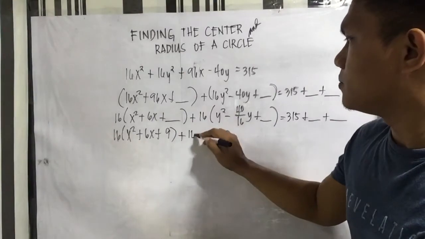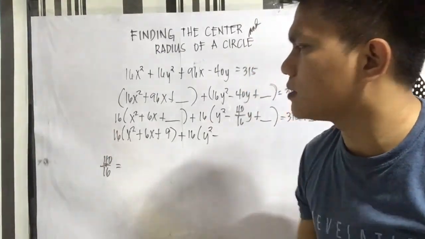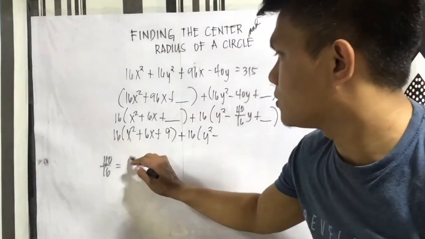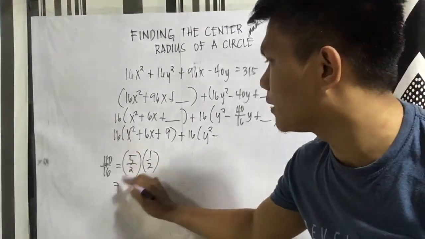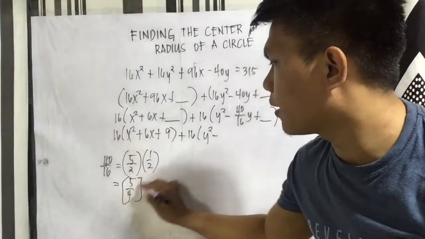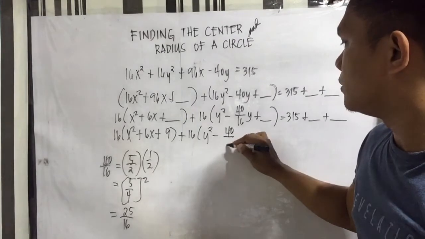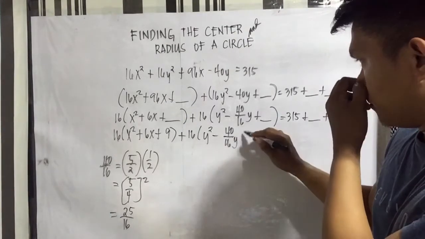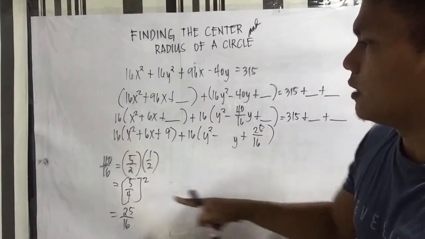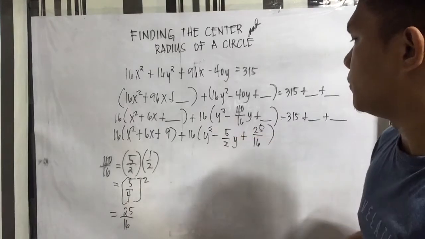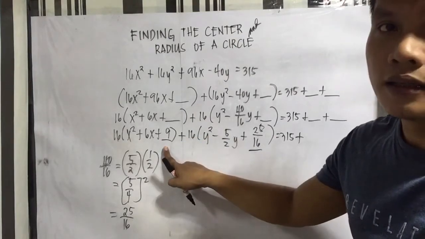Plus 16 times y squared minus 40 over 16, which can be simplified by dividing by 8, so this will be 5 over 2. Since we are looking for half of 5 over 2, that becomes 5 over 4, and then we need to square it, so that will be 25 over 16. So this is minus 5 over 2 y plus 25 over 16, equals 315 plus, we will not add 9 alone.